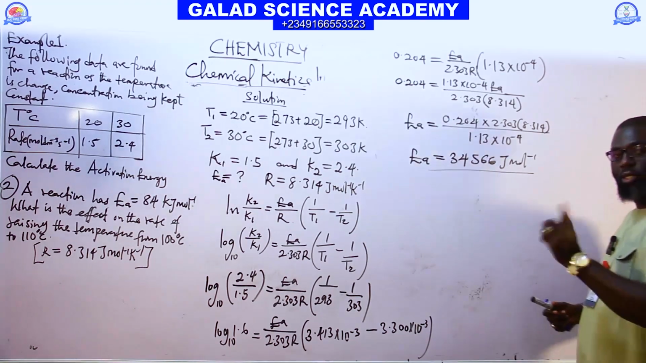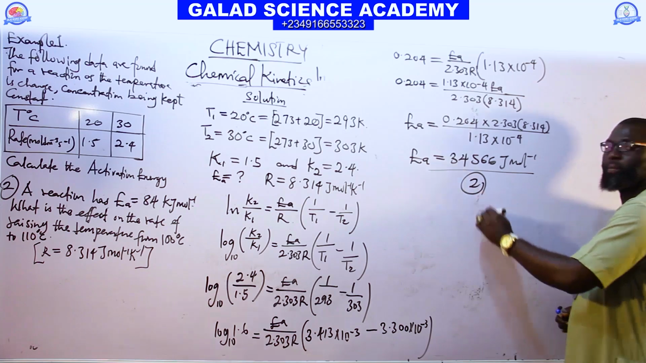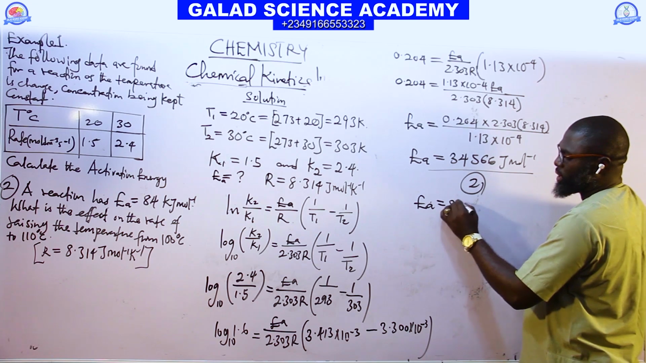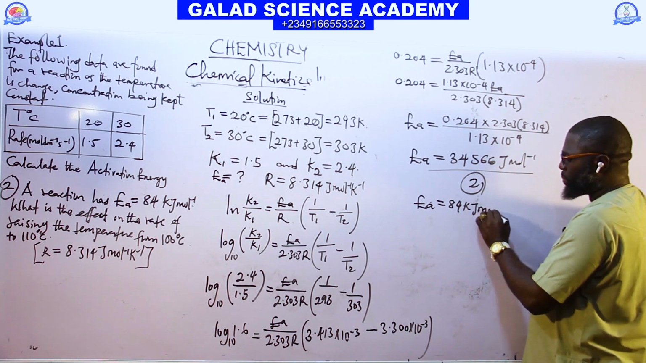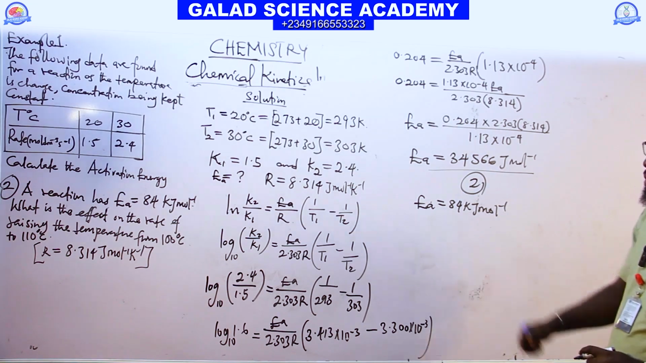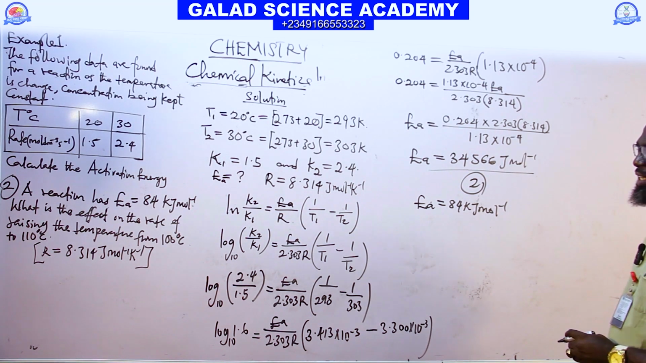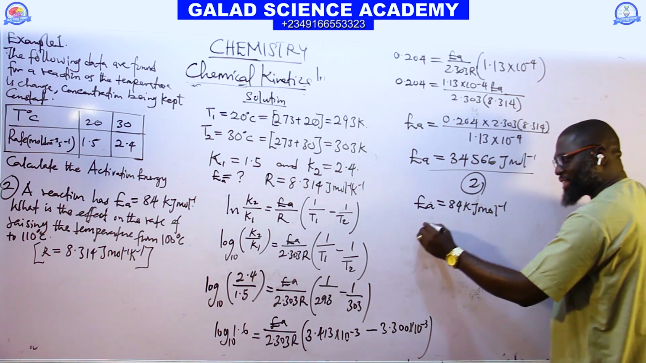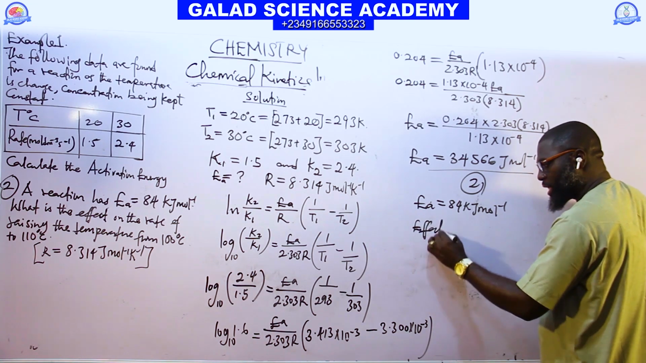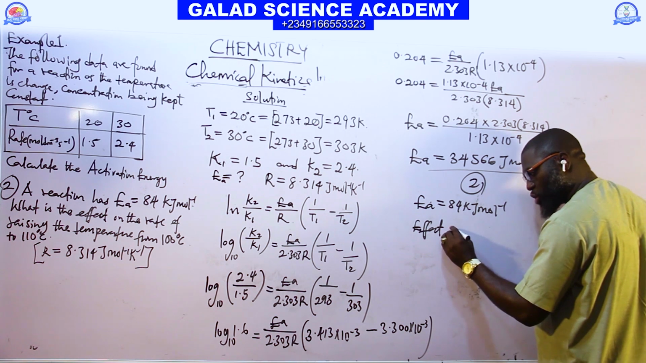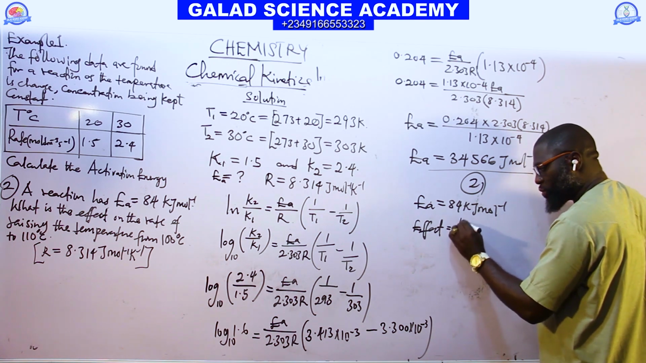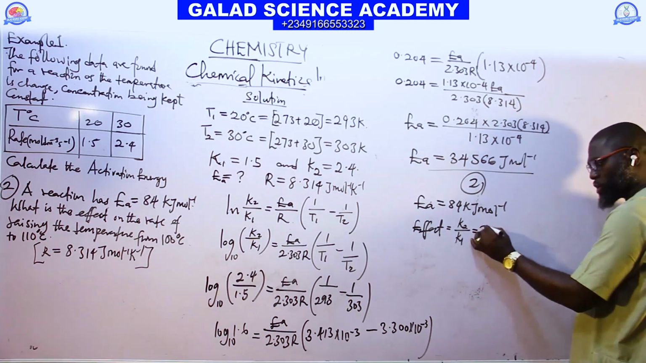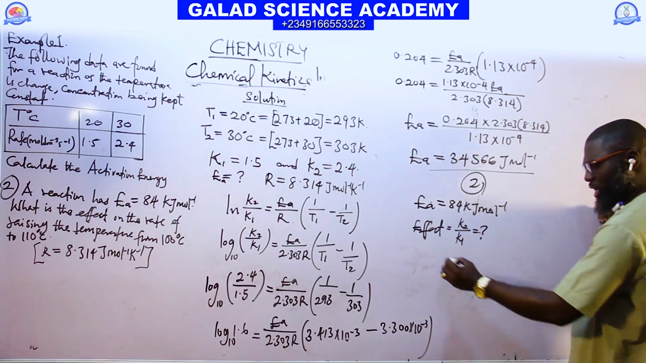So let us look at the second question. Here we are given activation energy Ea, which is 84 joule per mole. The second part asks for the effect on the rate of raising the temperature from 100 to 110. The word effect simply means the ratio of K2 to K1, which is unknown. The temperatures are given.